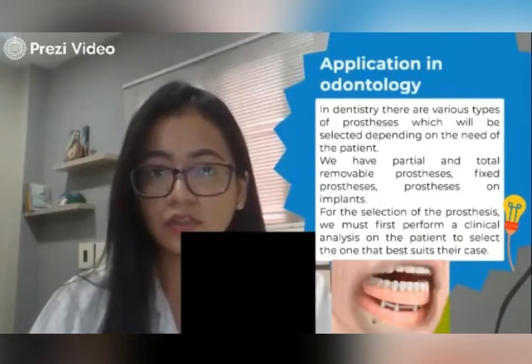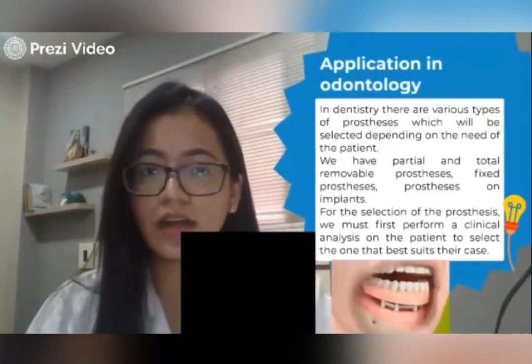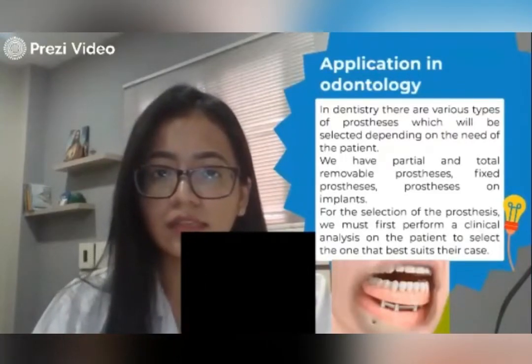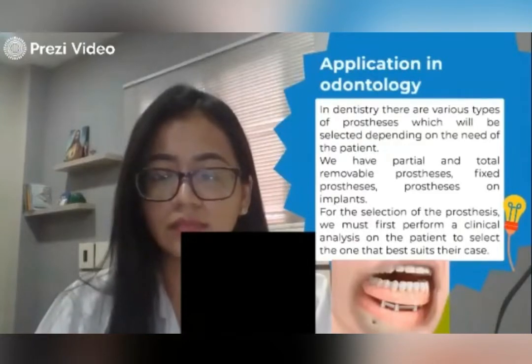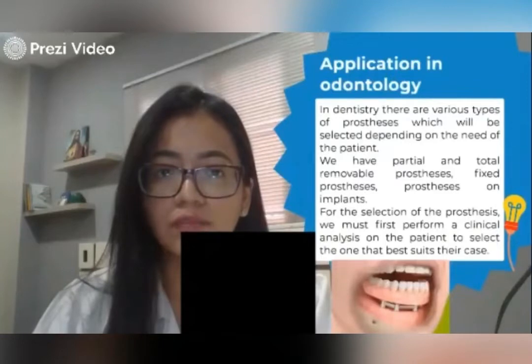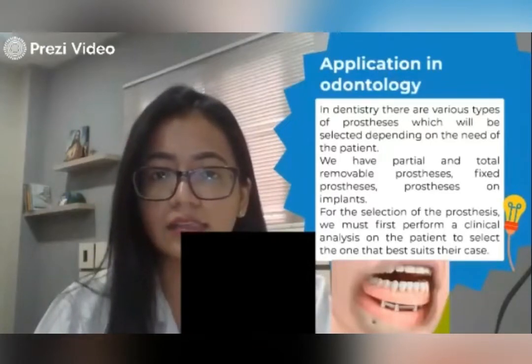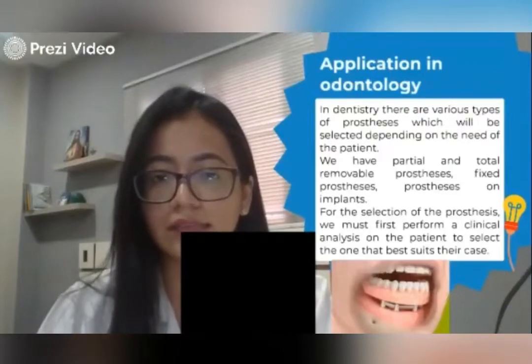The application in odontology. In dentistry, there are various types of prostheses, which will be selected depending on the need of the patient. We have partial and total removable prostheses, fixed prostheses, and prostheses on implants. For the selection of the prosthesis, we must first perform a clinical analysis on the patient to select the one that best suits their case.